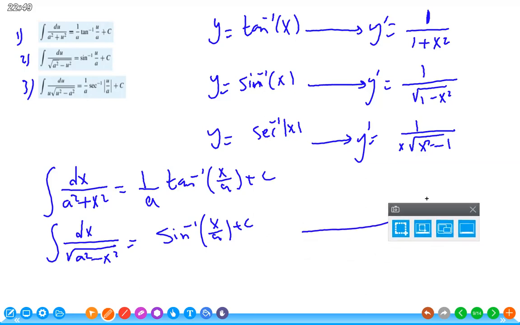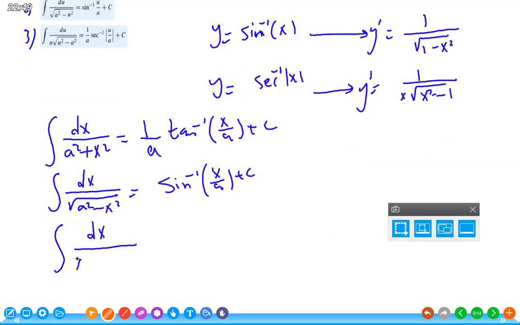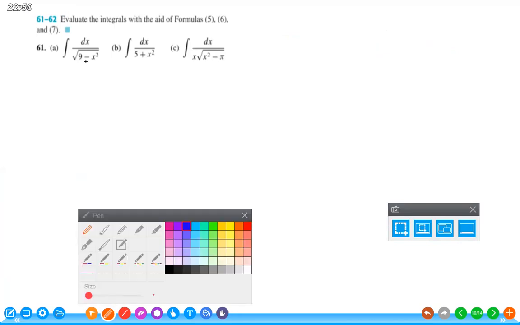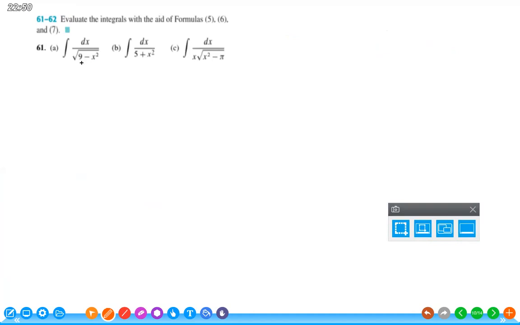And the third one, the antiderivative dx over x radical x squared minus a squared, is 1 over a secant inverse of x over a plus c. Do practice here. 61 part A. This is related to which rule? For the sine inverse. This is related to the one without the square root, the tangent inverse. And this is related to the secant inverse in general.